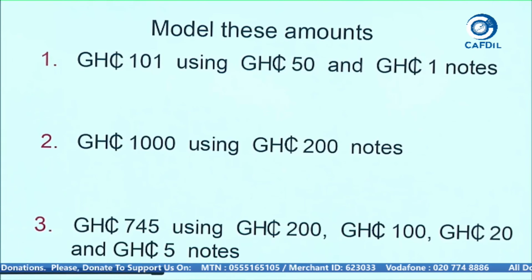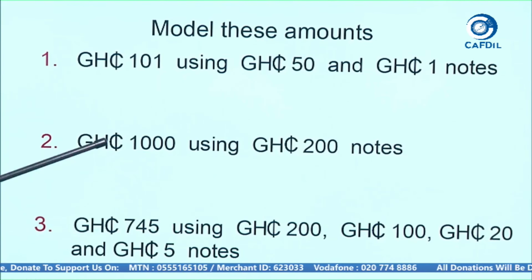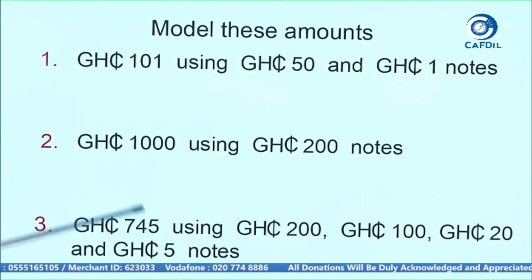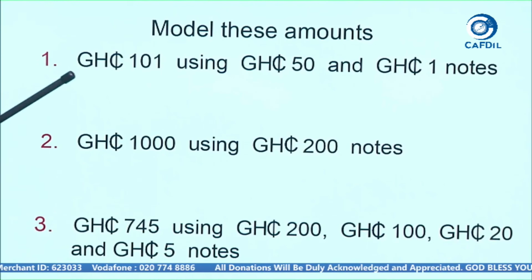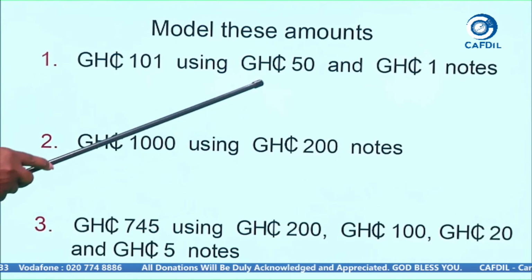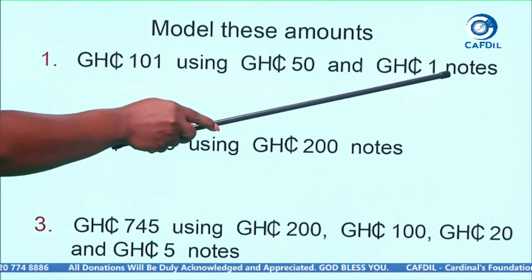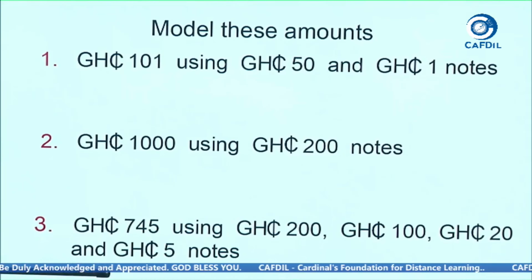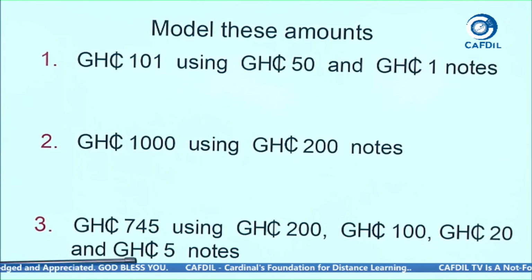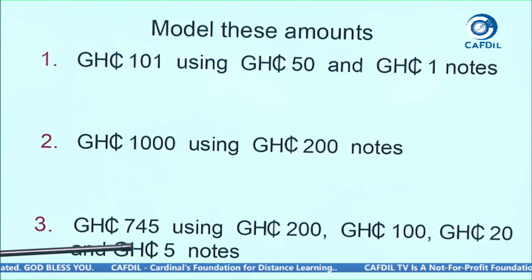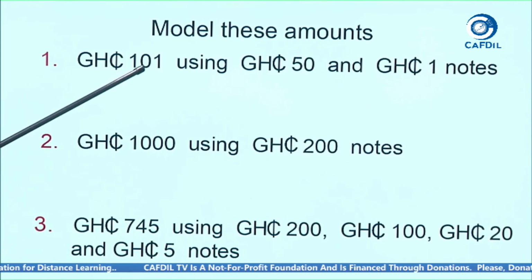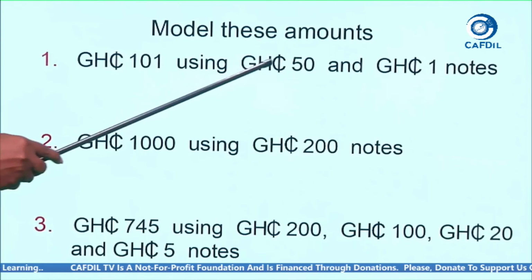Assuming you've been to a shop, you bought an item and it costs 101 Ghana cedis. The notes that you have in your pocket are 50 cedis notes and then 1 Ghana cedi notes. How will you put the notes together and give to the shopkeeper? That is why I am here to teach you. 101 Ghana cedis using 50 Ghana cedis.